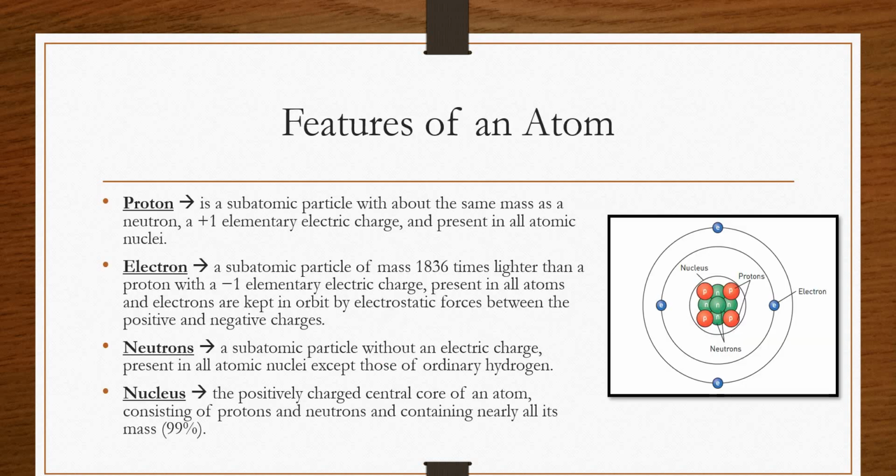Cool. So, proton: subatomic particle, same mass as a neutron, and a charge of +1. Protons are positive, electrons are negative. Electrons are significantly lighter than a proton, with much less mass. A neutron doesn't have a charge, and the nucleus is the center. It has 99% or so of the mass of the atom.